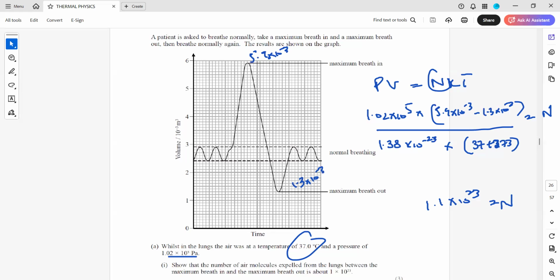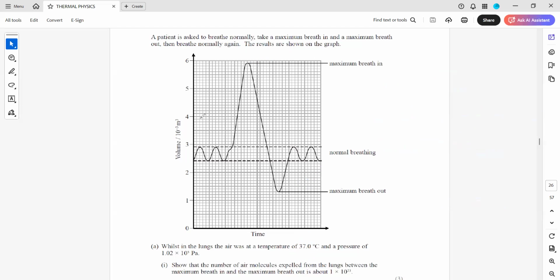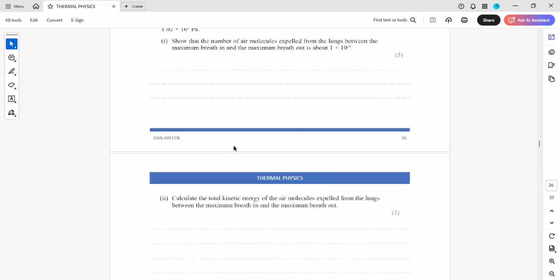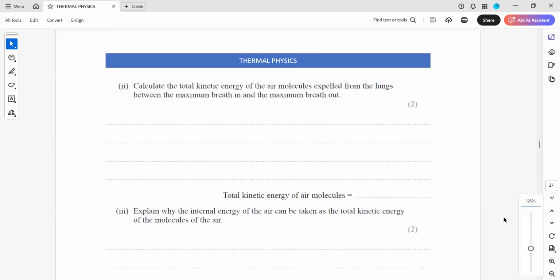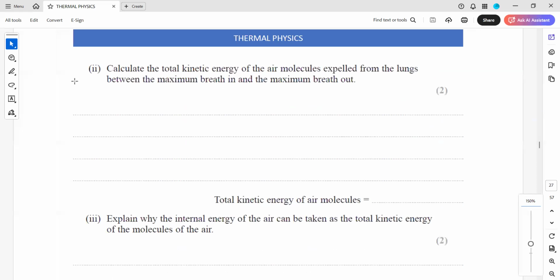Then we move on to the next part of the question. The question is: calculate the total kinetic energy of the air molecules expelled from the lungs between maximum breath and minimum breath. We know the kinetic energy, which is half mv square for the particle, equals 3 by 2 kT. That's the formula.